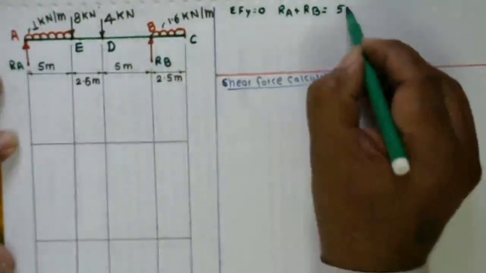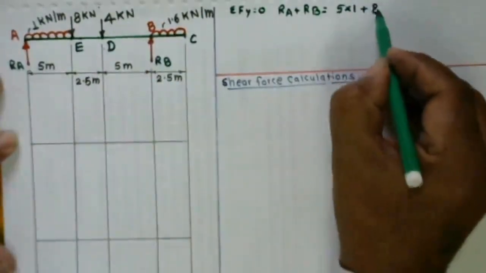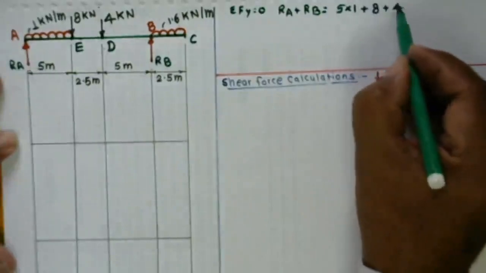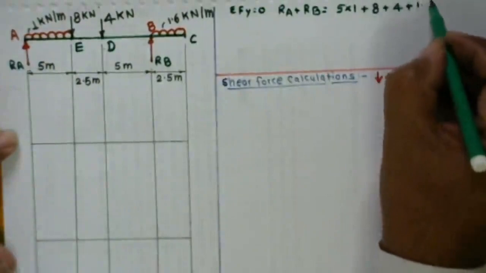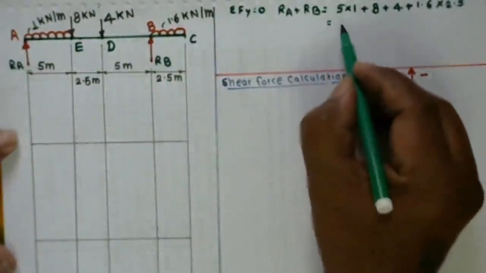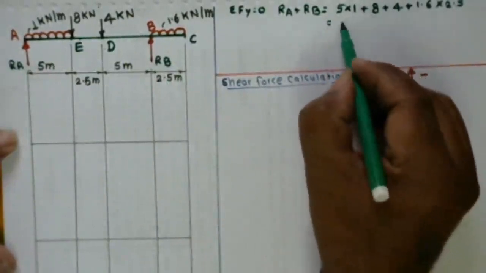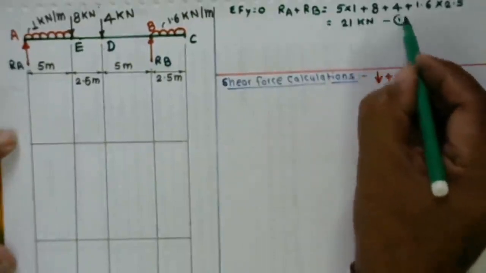The UDL rate is 1.6 and the span is 5, plus the point load is 8. Next, the point load is 4 kilonewton acting downward, plus 1.6 into its span, which is given as 2.5. So you will get RA plus RB is equal to 21 kilonewton, say equation number 1.